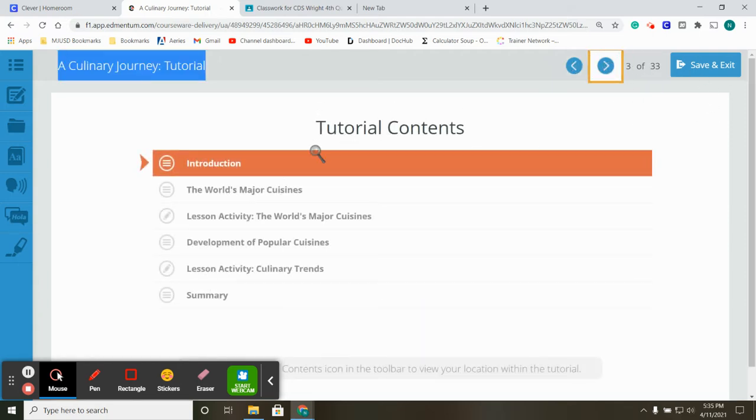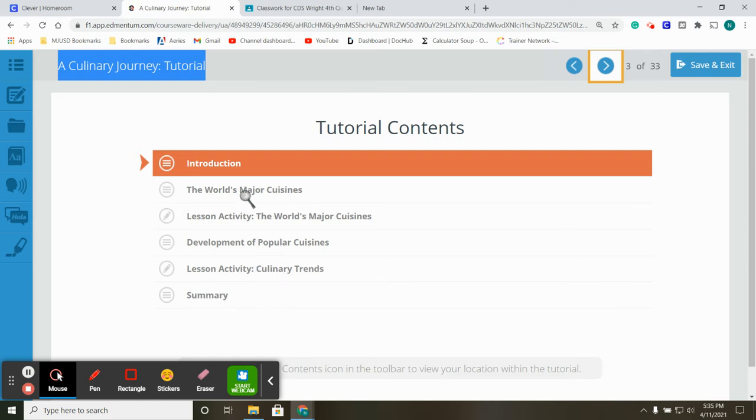Table of contents for your tutorial. Introduction: the world's major cuisines. Lesson activity: the world's major cuisines. Development of popular cuisines. Lesson activity: culinary trends.